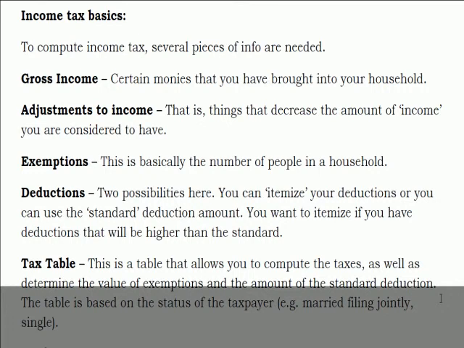Hi y'all. In this video I'm going to review the notes on income tax. As you read earlier, I'm just going to reiterate this.